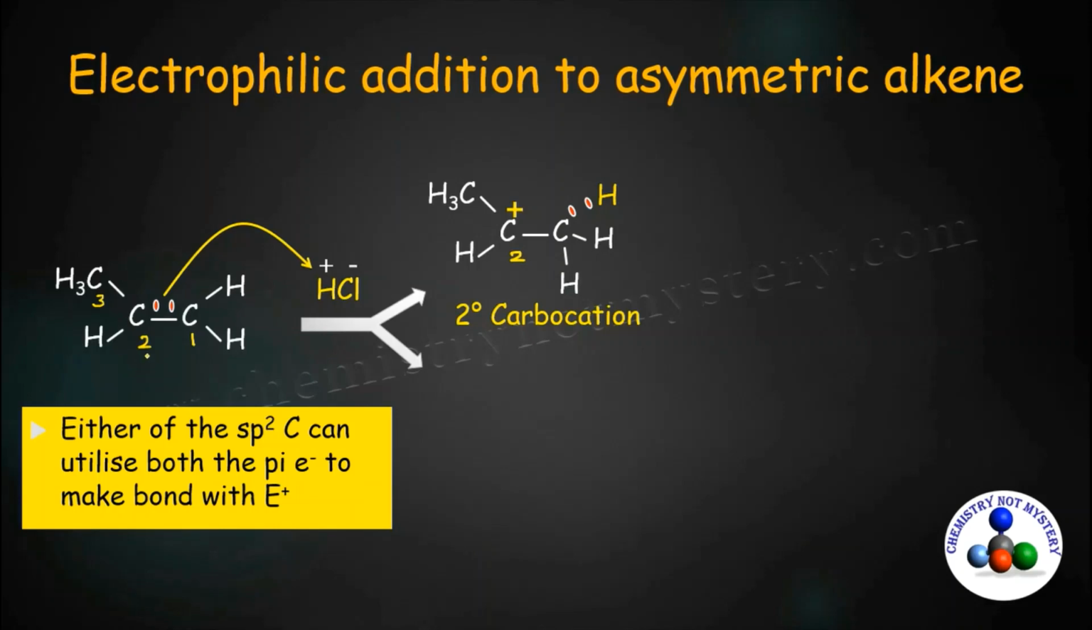Now in the second condition, when carbon 2 utilizes both the pi electrons and makes bond with H plus, that is electrophile.